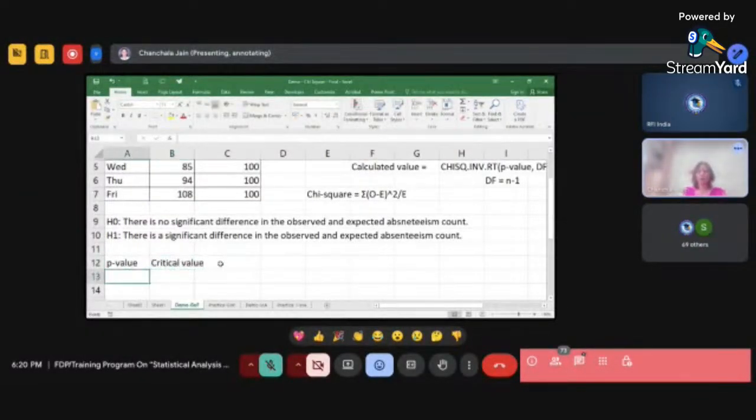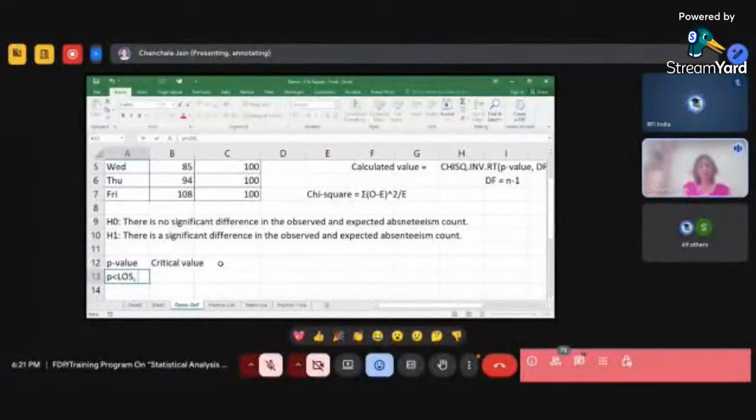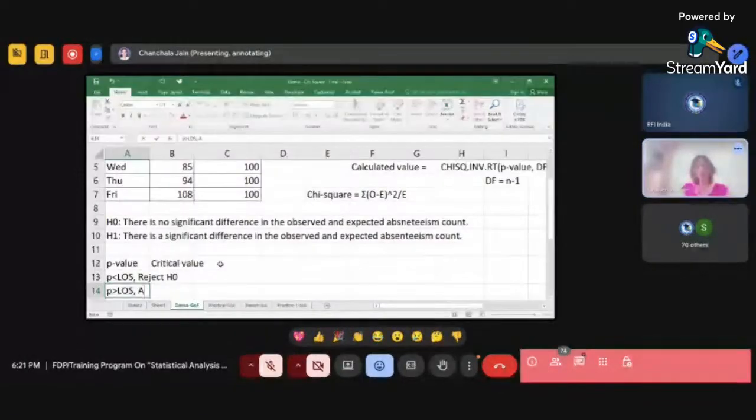With the p-value, you need to compare your p-value with your level of significance. Level of significance means some percent you are deciding is the error percent, and on the basis of that you are comparing whether your p-value is less than or greater than it. If it is less than, you are rejecting your null hypothesis. Opposite to this, if p-value is greater than your level of significance, you are going to accept the null hypothesis.